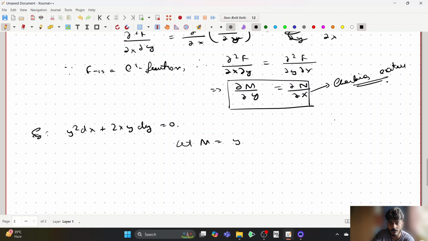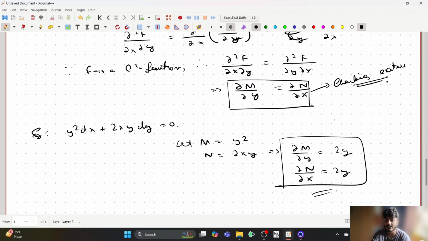So let m be equal to y squared, n be equal to 2xy. Then this implies that del m by del y is equal to 2y and del n by del x is also equal to 2y, right? And therefore this expression is exact. Now there's a problem here, because we have proved that if the equation is exact, then these conditions hold, but we have not yet proved the converse of this statement, right? So checking in this way is not exact at this point.